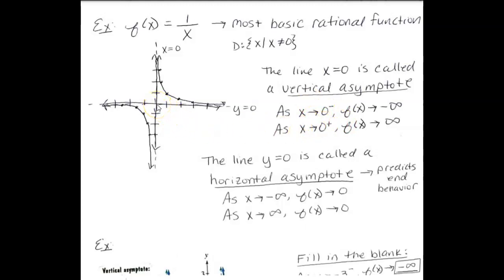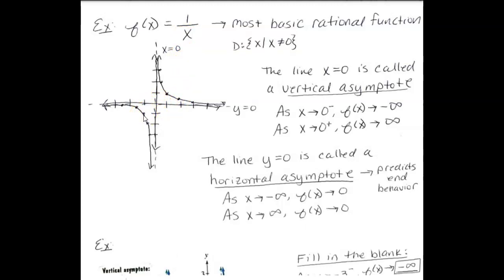Let's just say I was trying to get an idea of what this graph looked like. I can't pick 0 to plug in because I get an undefined value, but I could plug in some negative numbers and I could plug in some positive numbers. So let's just go through and see what that would give me. Say I plugged in -1. If I plugged in -1 for x, I would get a -1 answer. So -1 would be right here.